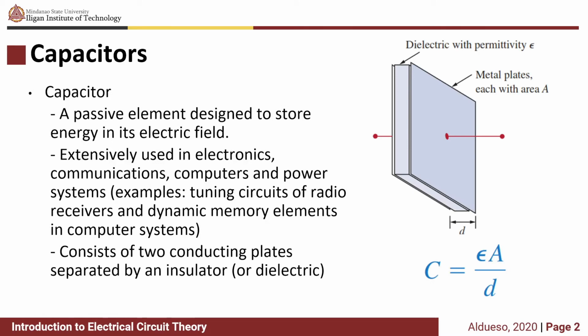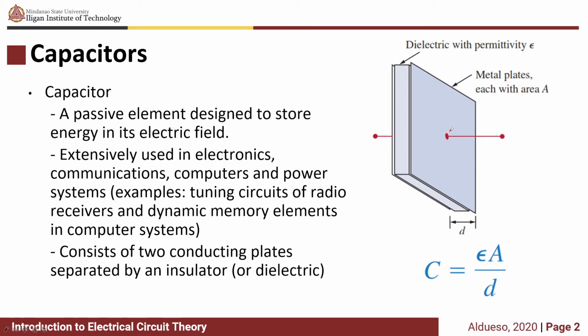So a capacitor is a passive element designed to store energy in its electric field. It is extensively used in electronics, communications, computers, and power systems. Examples are the tuning circuits of radio receivers and dynamic memory elements in computer systems. A capacitor basically consists of two conducting plates separated by an insulator or a dielectric.